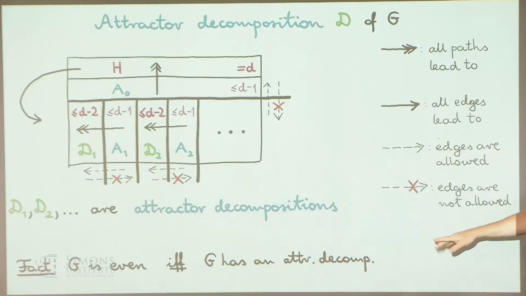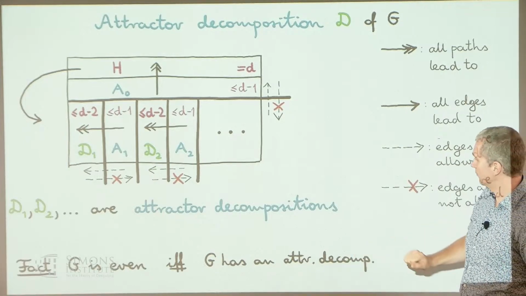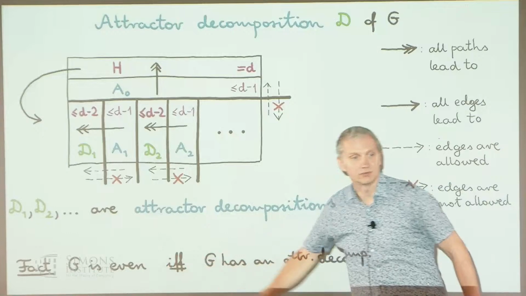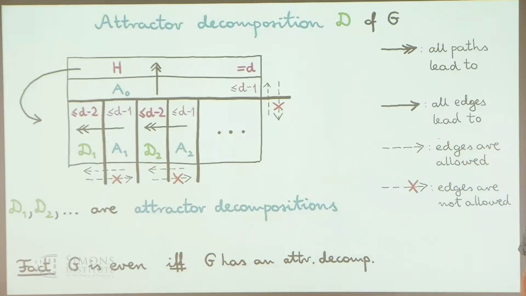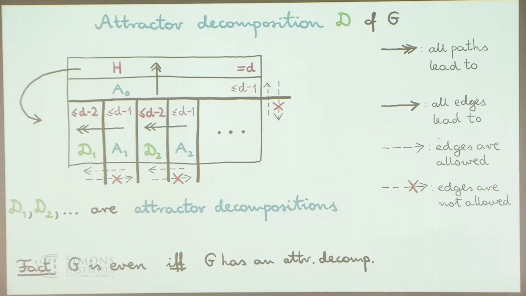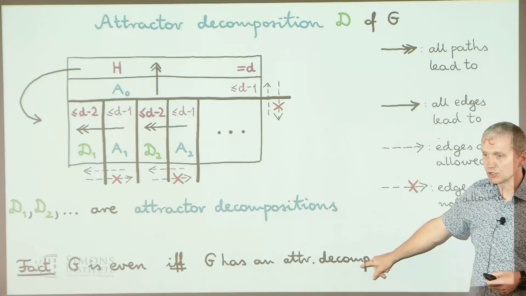Right, so one direction in this fact is easy. If a graph has an attractor decomposition, then the graph is even. Why is that? Yes, a question. So this is an attractor decomposition of one pair, right? Yes, that's right. So it's an attractor decomposition of, say, a winning strategy or one player game. Mm-hmm. So one direction is easy. If we have an attractor decomposition, then the graph is even.